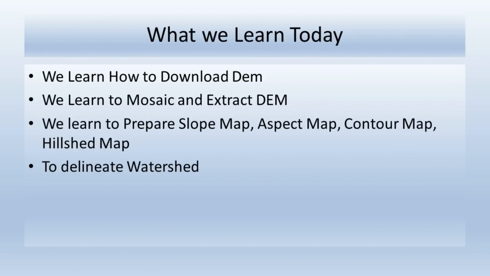What we learned today? We learned how to download DEMs from USGS Earth Explorer and from Bhuvan. Then we learned how to mosaic and extract them. Then we learned how to prepare slope map, aspect map, contour map and hillshade map. Then we delineated watershed in QGIS.